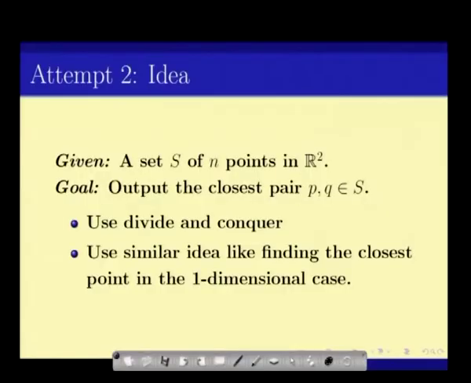So, before the break, we saw a naive algorithm for computing the smallest distance between 2 points in a plane. Now, we saw that the running time of this algorithm was order n square. Now, let us try to use the divide and conquer approach to get a better algorithm. The idea is again simple. You use divide and conquer and a similar technique to what we used for the one dimensional setting.